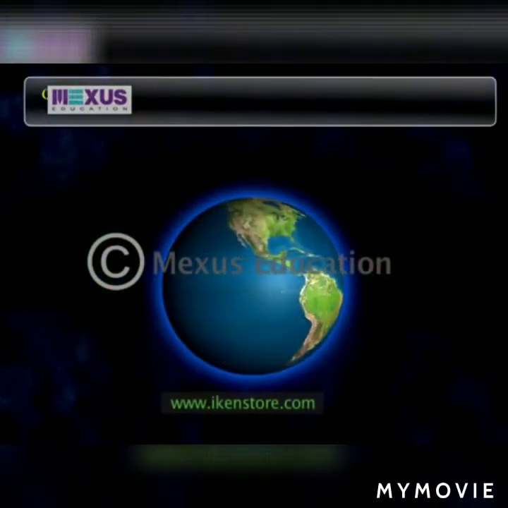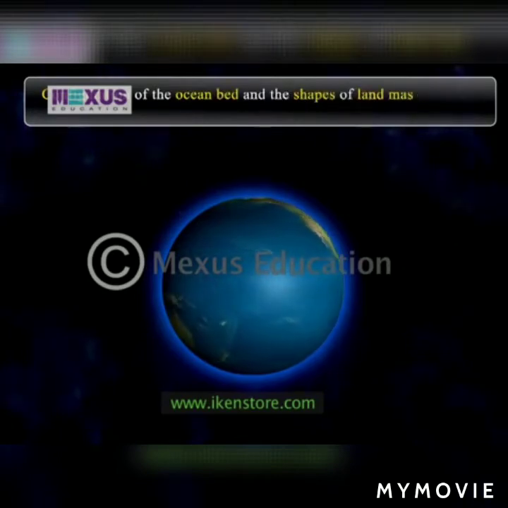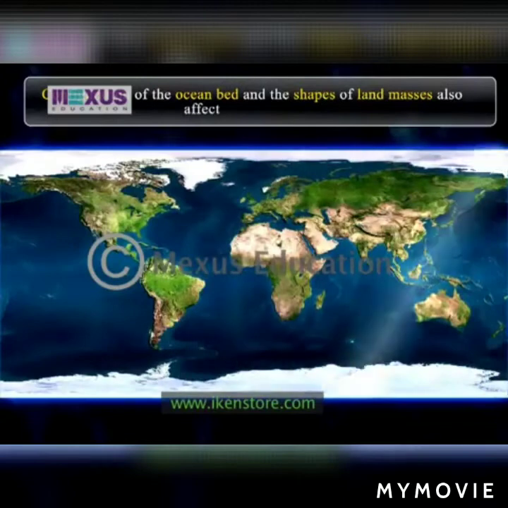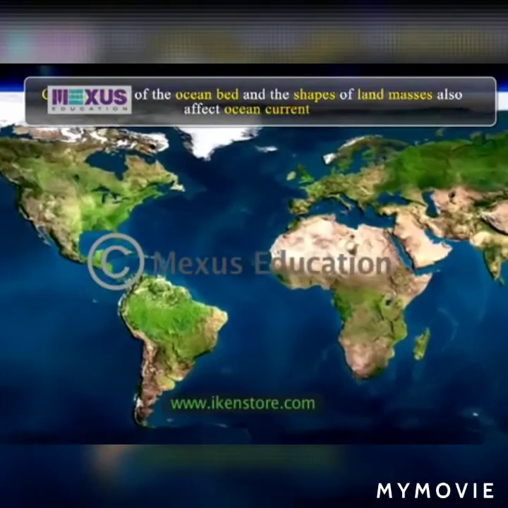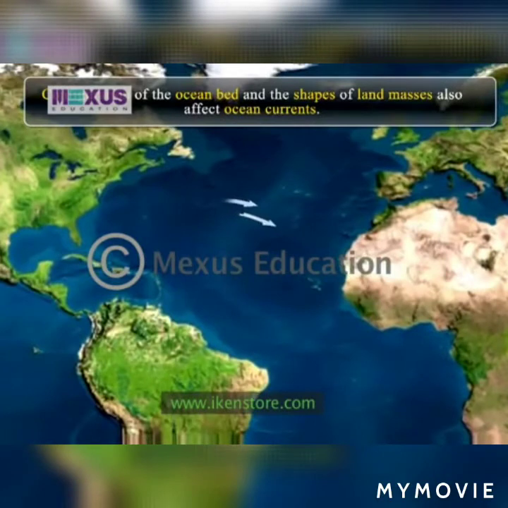Other factors affecting currents are the configuration of the ocean bed and the shapes of land masses. For example, in the Atlantic Ocean, the North Equatorial Current flows towards the West Indies. Most of the current is channeled into the Gulf of Mexico, where it bears northeastward, bursting into the Atlantic Ocean between Florida and Cuba as the Gulf Stream.